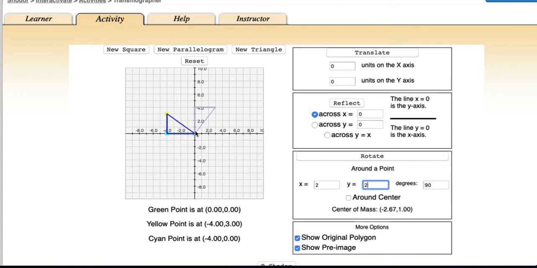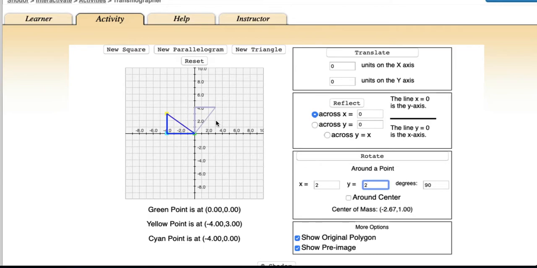So that's where my new green point is going to be. If I'm looking at my blue, I'm going to start here. So 2 down and 6 to the left. So now I'm going to go 2 to the right and 6 down. 1, 2, 3, 4, 5, 6. So my new point is going to be at 4, -4.